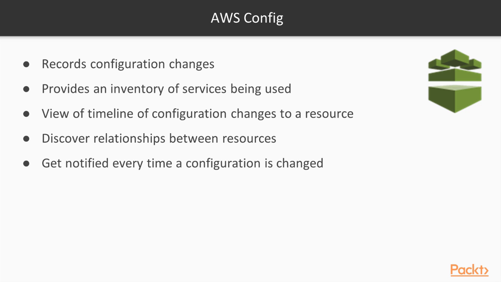To use Config, you must enable the config recorder for a region. It then displays recorded configuration changes for resources on timelines. This is very useful for quickly finding a configuration change that occurred, say, right before an outage. Config also understands dependencies between services and can tell you what resources were impacted by a change. For example, it can list all of the EC2 instances using a particular security group that was just changed. You can also ask Config to send out notifications every time there is a configuration change.